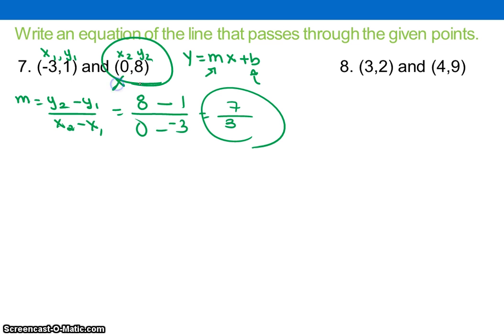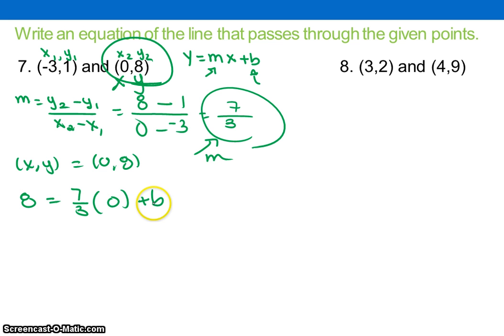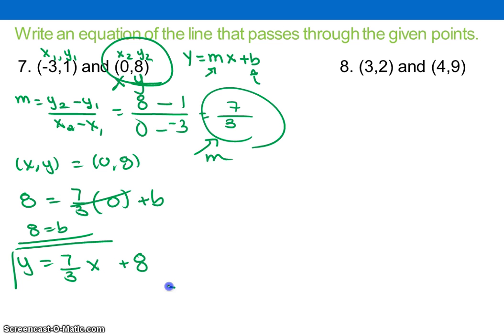My x is 0 and my y is 8. So just to make this more clear, my x, y is 0, 8, and then I'm going to plug into my equation. So y, 8, is m, 7/3, times my x, which is 0, plus b. Well, that goes away because 0 times 7/3 is 0, so I get that my b is 8. So now I have my b and my m, and I'm going to plug it into my y equals mx plus b formula. My m times x plus my b, and I get this equation.